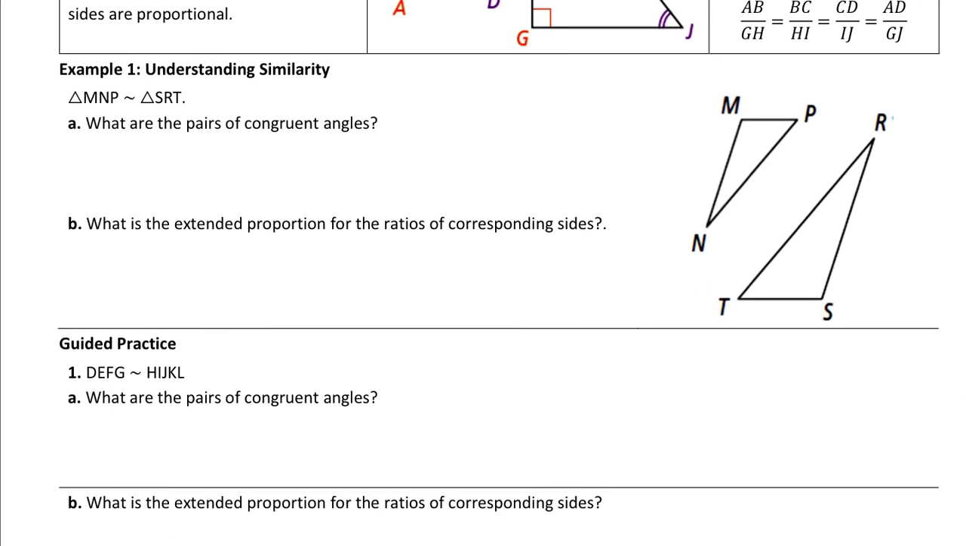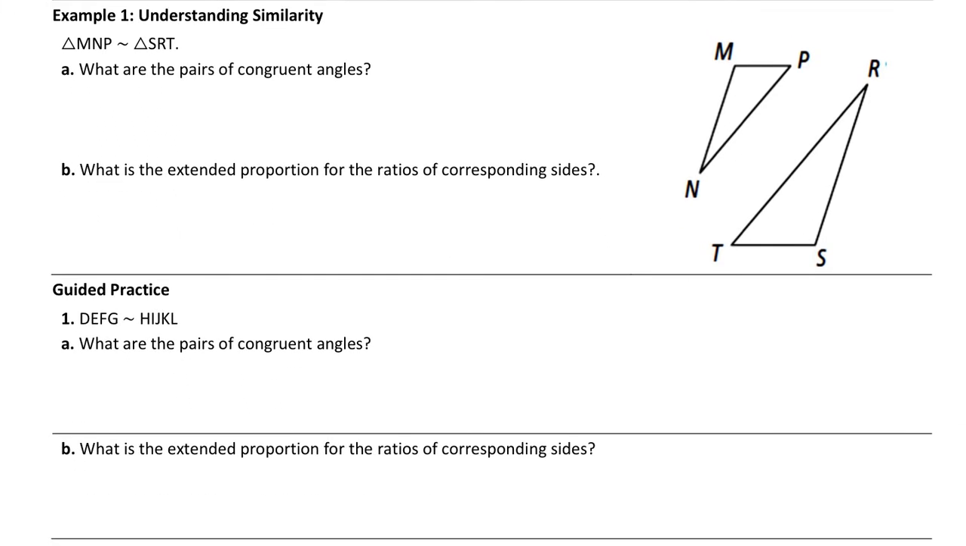In example 1, we are going to identify the pairs of congruent angles, and we're going to write an extended proportion for the ratios of the corresponding sides, which is kind of a mouthful. In part A, for the corresponding angles that are congruent, look at your similarity statement. Angle M comes first, angle S comes first, so they are congruent. Angle N is congruent to angle R. Angle P is congruent to angle T. So those angles are congruent.